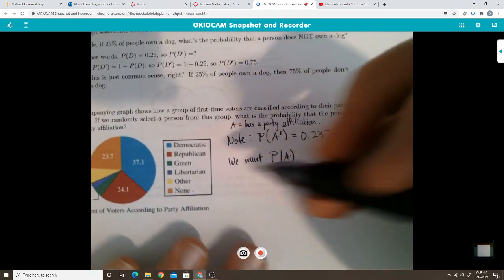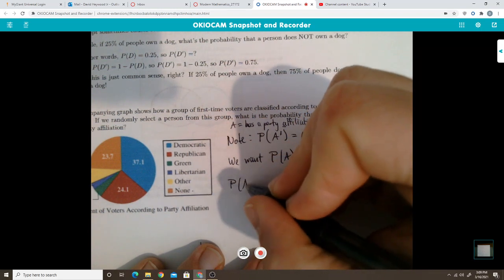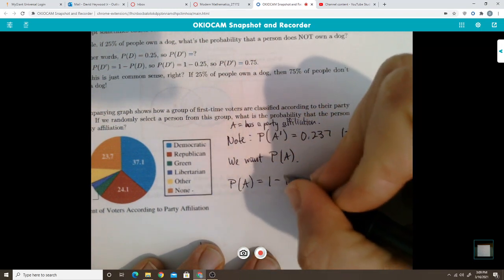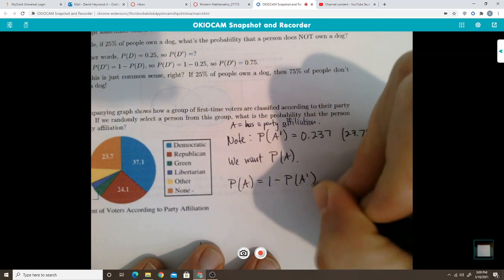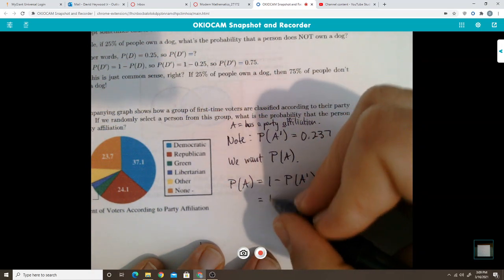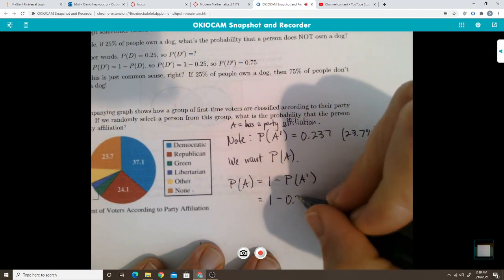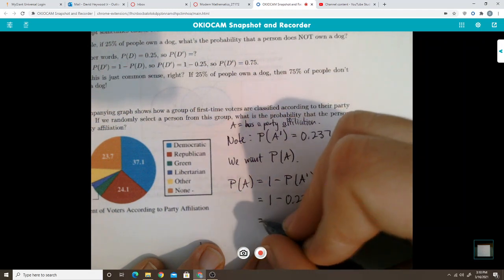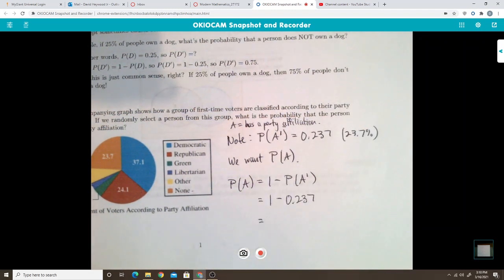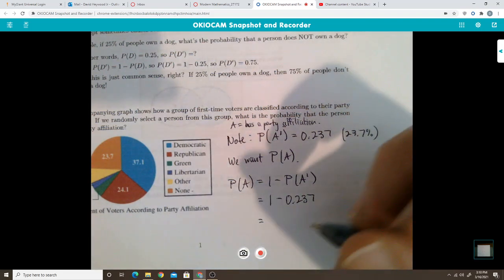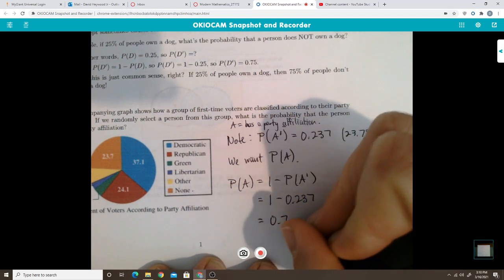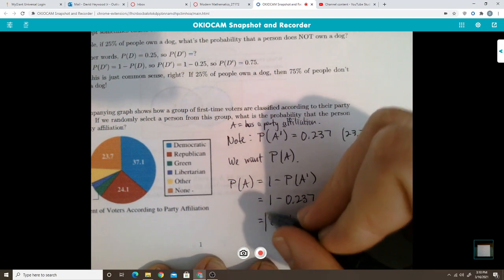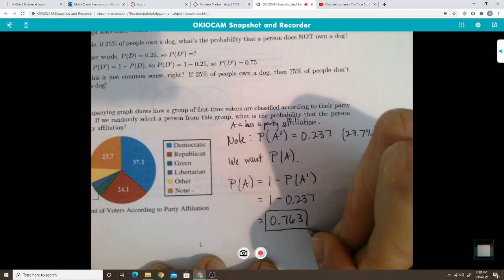So the probability of A is 1 minus the probability of A complement. So that's going to be 1 minus 0.237, which if you punch that into your calculator, 1 minus 0.237 is 0.763. Okay.